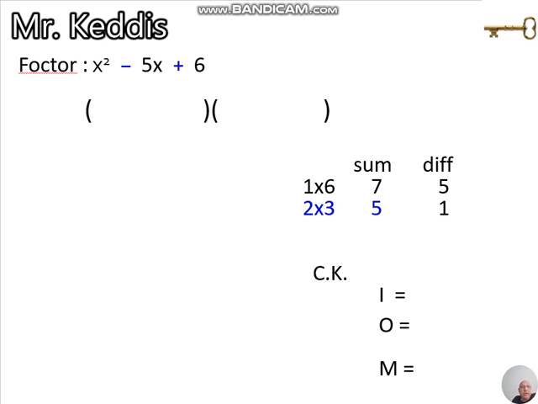To factor this trinomial, here x and x. Because the sign of the last term is positive, I look under the sum. Where is the sum that has 5? Here, the sum is 5, which means this corresponds to 2 and 3. Because the sign of the last term is positive, these two signs must be the same, both positive or both negative. It depends on the middle term. Because the middle term is negative, both signs are negative.